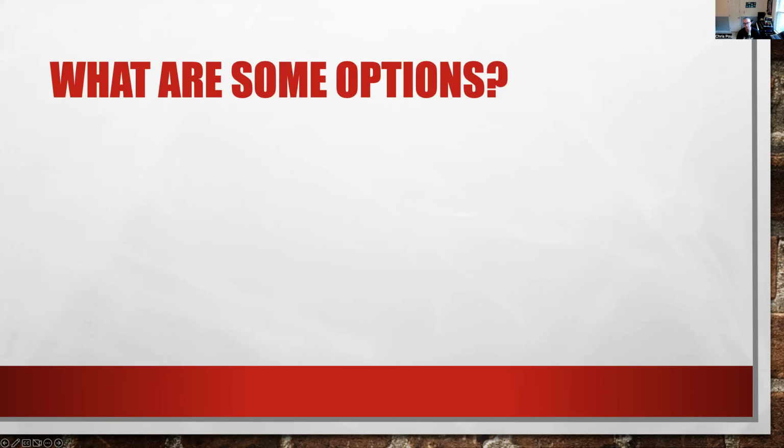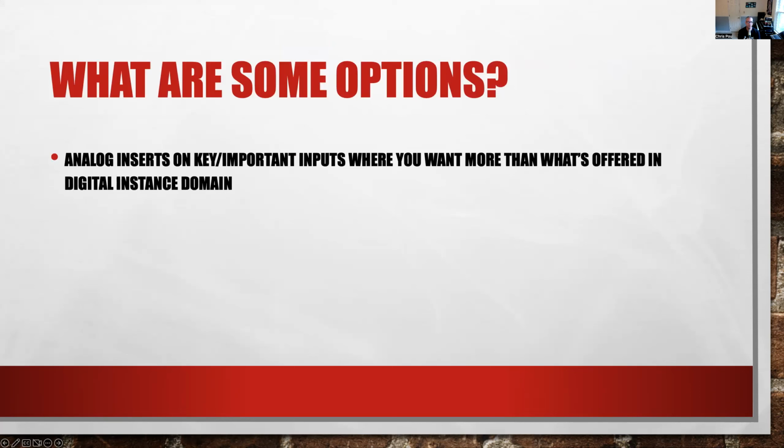So moving on, what are some of the options that we have when starting to incorporate some of this stuff? This is where the palette gets really vast as far as what you can do. Some of the main things we're looking at: you've got analog inserts on some of the key or important inputs where you want more than what's offered in the digital domain. If you want to have some analog tactile control on certain types of inputs, a lead vocal, maybe something that's very present, very forward in your mix, you can treat those uniquely, do that outside of the box, and have an easy tactile handle on that.